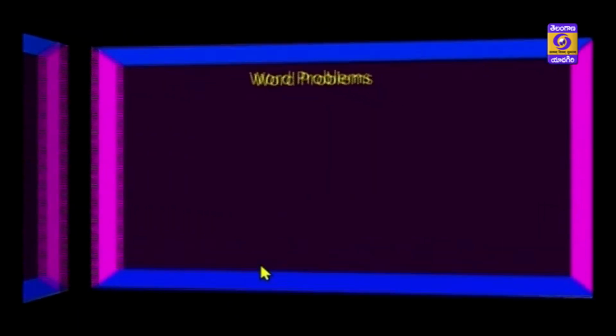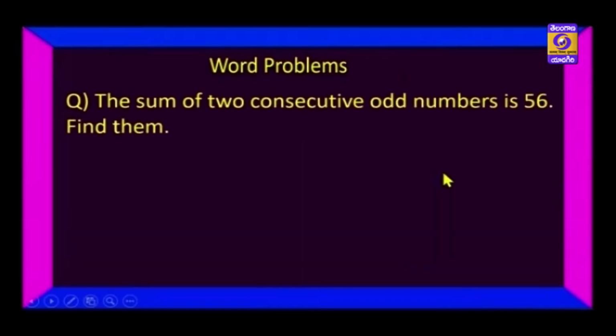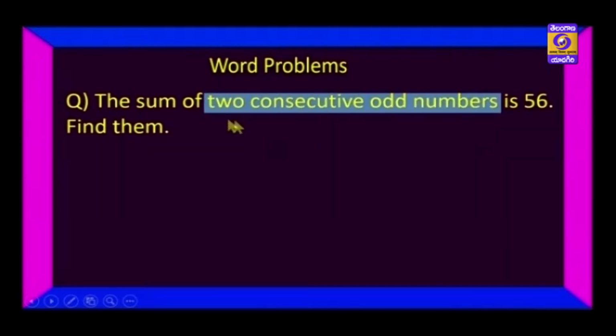Suppose you take one word problem. The sum of two consecutive odd numbers is 56, find them. Now what is our first strategy? The sum of two consecutive odd numbers is 56. We must understand what is the meaning of this word, two consecutive odd numbers.